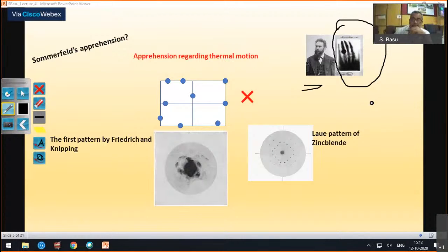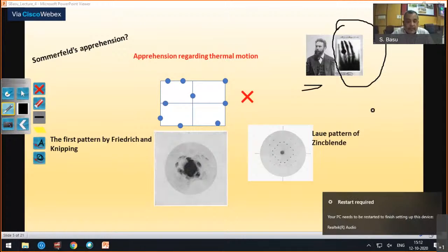But shortly afterwards, around 2012-2013, X-ray diffraction was discovered by Laue. When Laue proposed X-ray diffraction, it was because of two things. The wavelength of X-rays is commensurate with the interatomic distance in a crystal. That was the main reason.